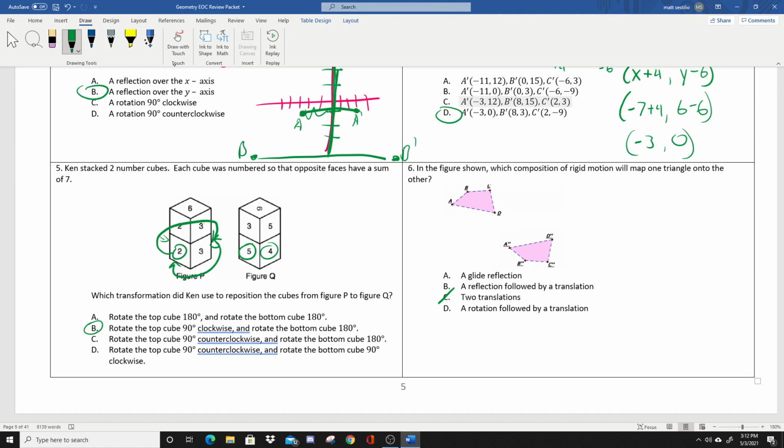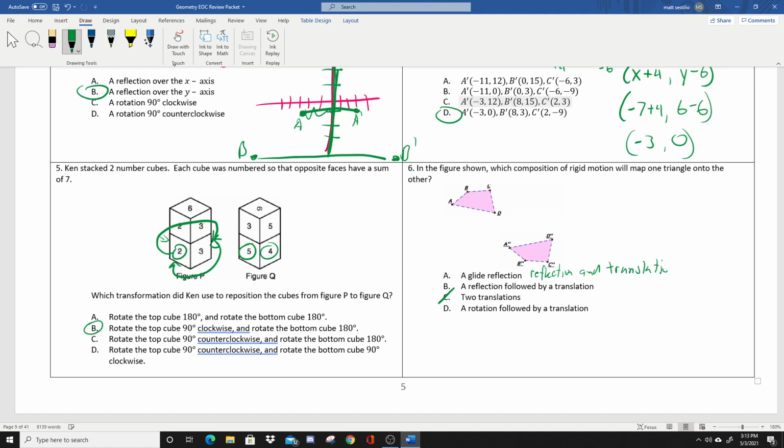Yeah, I apologize for this question. I didn't make this review. So, it says one triangle. Well, A and B are both possible. A glide reflection is a reflection and translation, just like B.